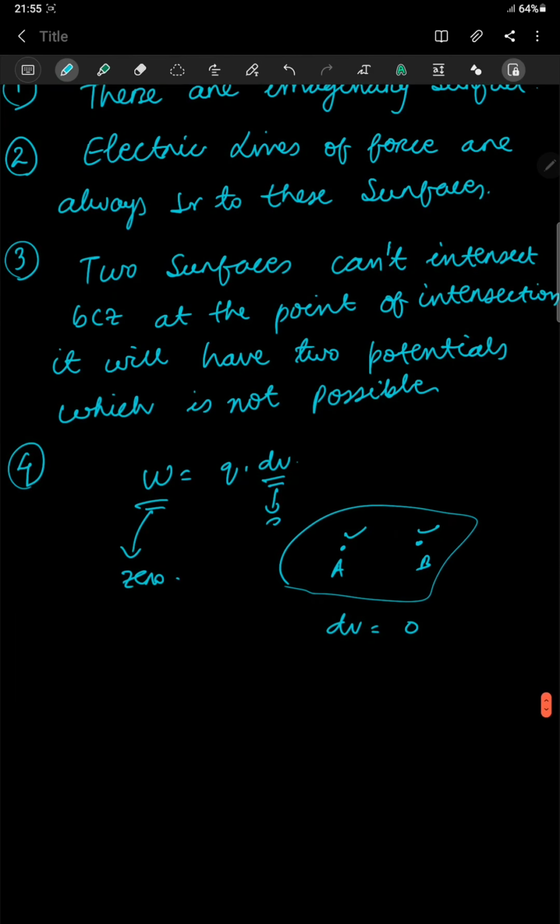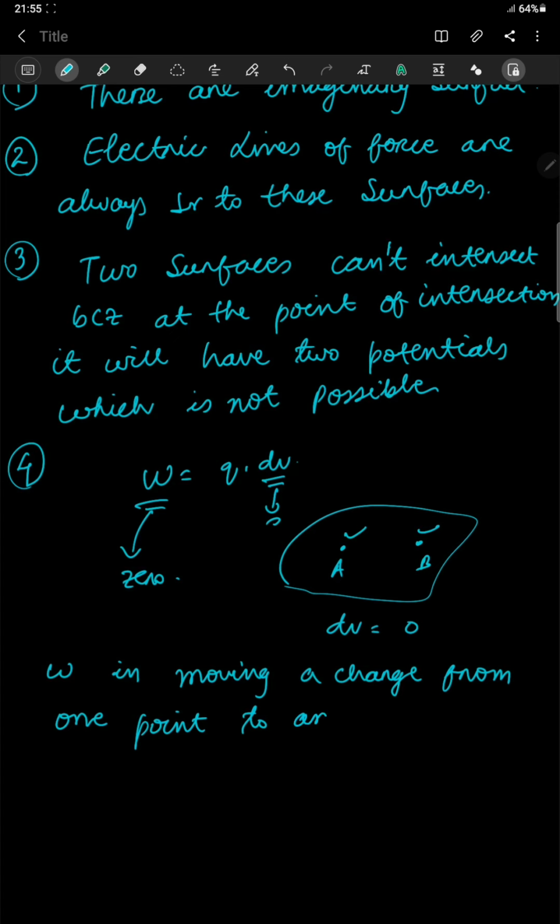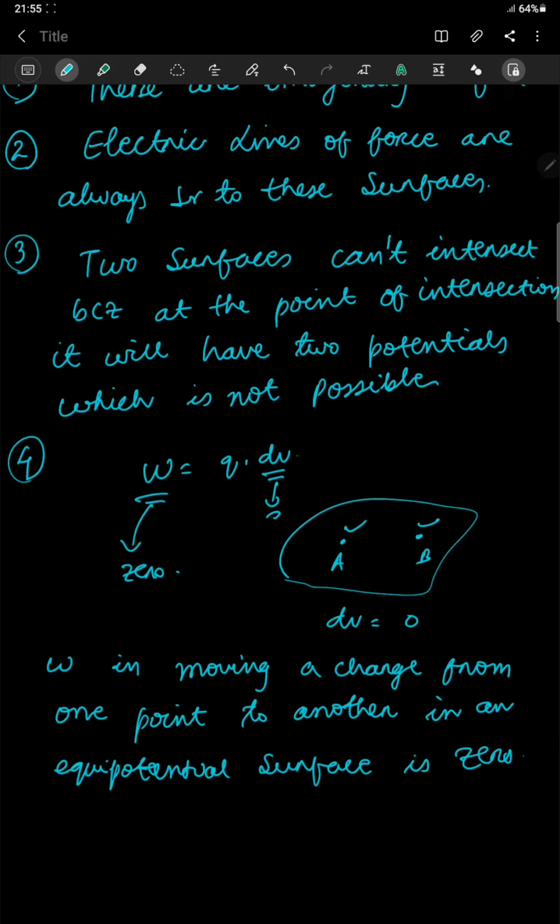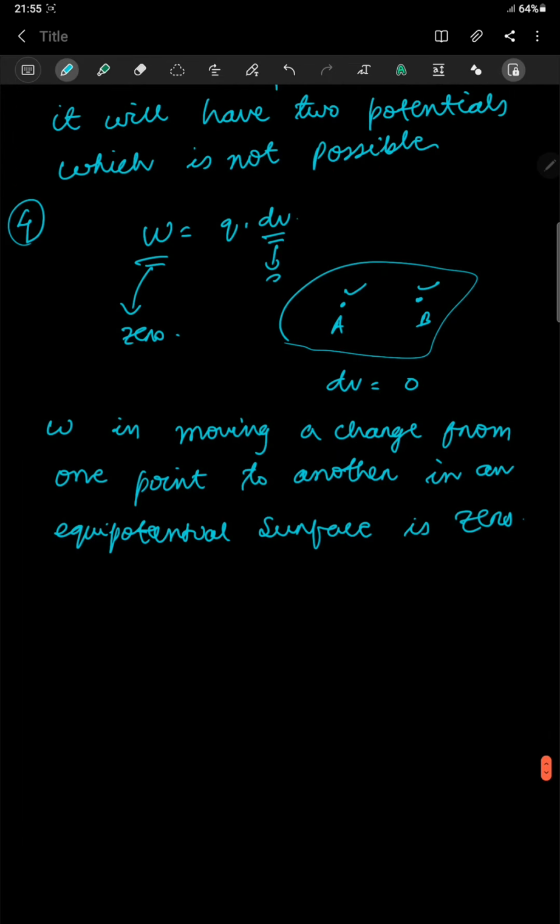So what statement can I make from this? That the work done in moving a charge from one point to another on an equipotential surface is how much? Is 0. So this is the fourth one, which is very very important.